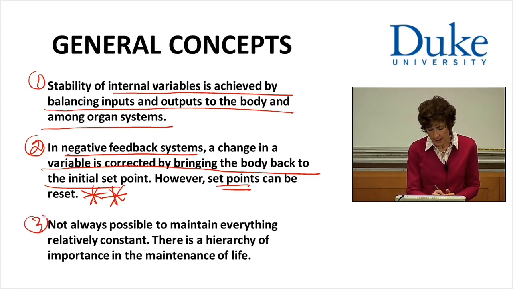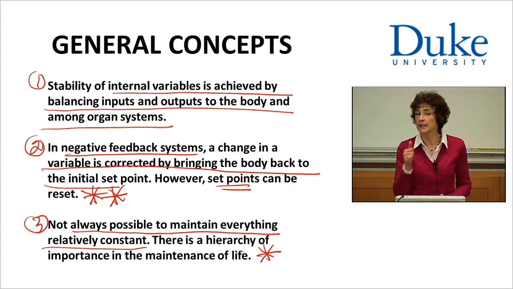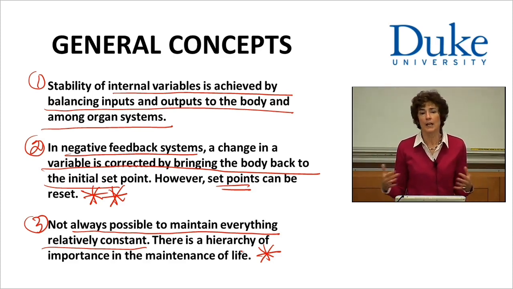And then thirdly, it's important to remember that it's not always possible to maintain everything relatively constant. There's going to be a hierarchy in the maintenance of life. And again, the brain is going to win. The brain wants blood, the brain gets blood, and it will shut down the circulatory system's perfusion of all the other organs. The brain and the heart win.